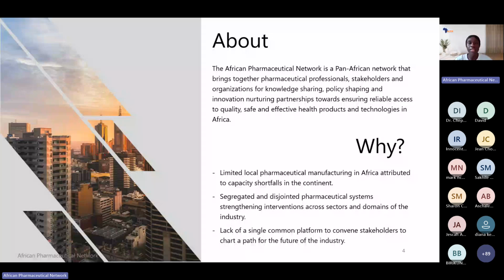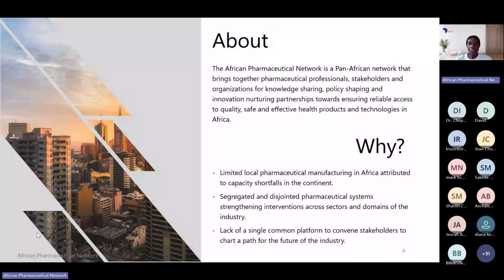And we are working towards a common goal. It becomes so difficult to achieve that goal in a given limited time. Therefore, I urge you to take advantage of the African Pharmaceutical Network as a single common platform upon the continent to work together with us. And if you're beyond the borders of Africa, we still welcome you to collaborate and interact with us.